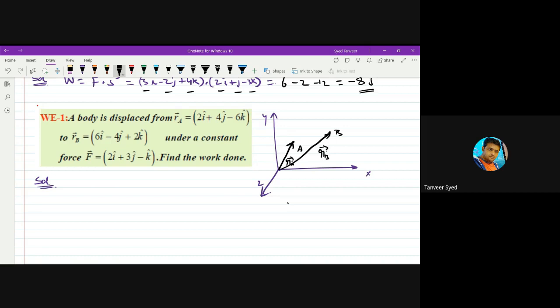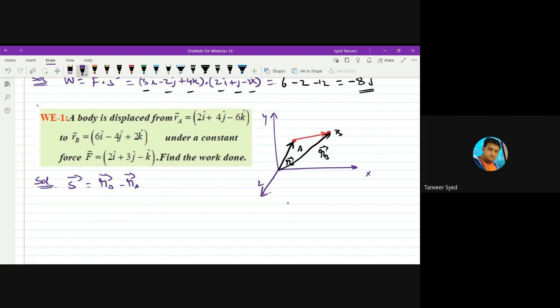Now a body is displaced from A to B. The body was here, it went here due to the force F. So the displacement equals vector RB minus RA. Displacement is final position minus initial position. It is just the triangle law. You should not do RA minus RB. RA minus RB is different, RB minus RA is different. Displacement by its definition is final position minus initial position.